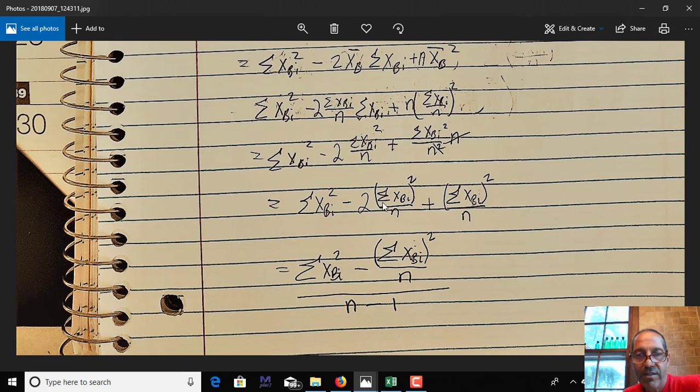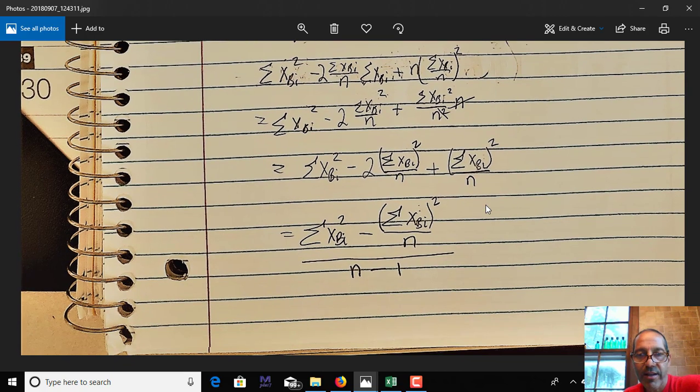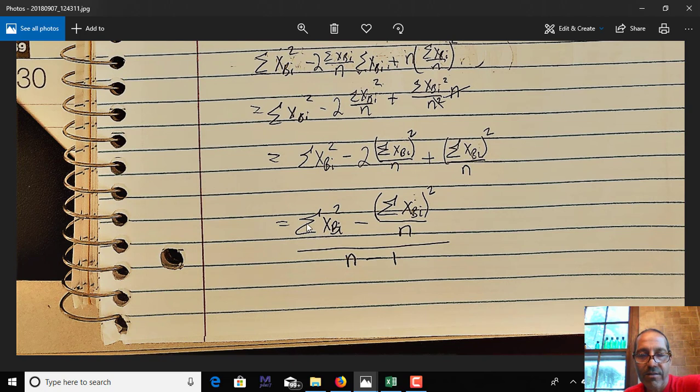Now we have 2 of these, which is the same as this. There's only one of them, and this is a negative, so we're going to eliminate one of them, right? Negative 2 times this value plus one of these values would equal negative one of those values, which is what we end up having here. So we only have one left. So we have this summation of x sub bi squared minus summation of x sub bi, the whole thing squared, divided by n. Why is this a shortcut formula?